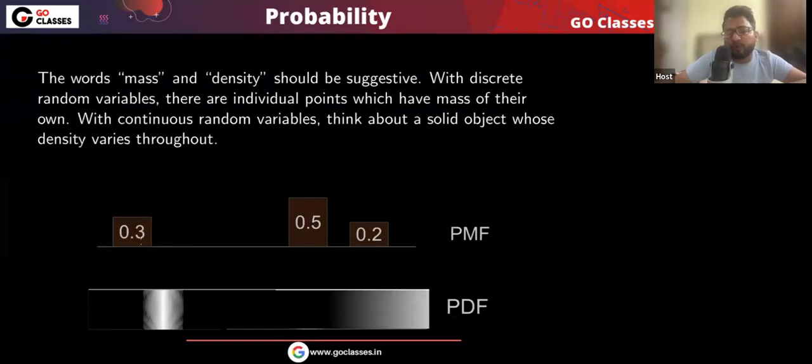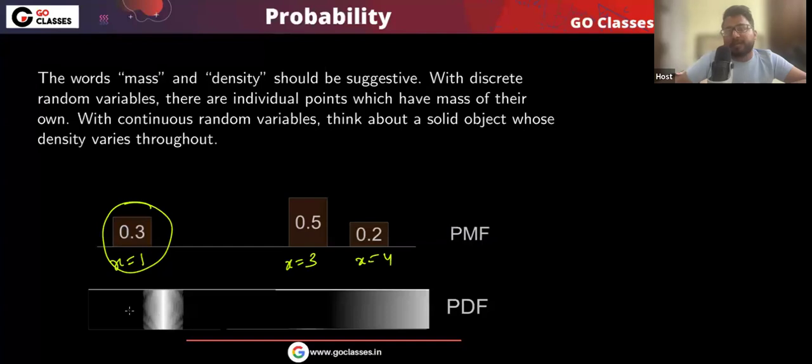For PMF, you already know the probability of some particular value. Let's suppose X equal to 1 has this much probability, X equal to 2 or X equal to 3 has this much, X equal to 4 has this much. So this is PMF. What is PDF? PDF is something which is continuous probability, right? It doesn't have exact discrete values.